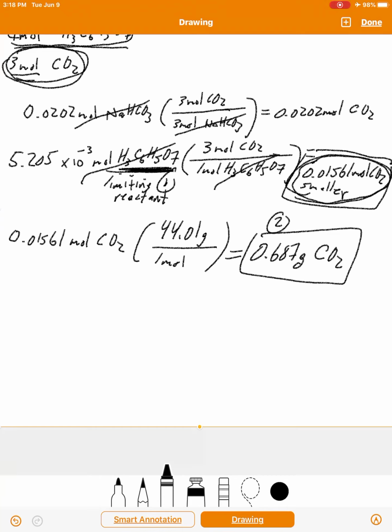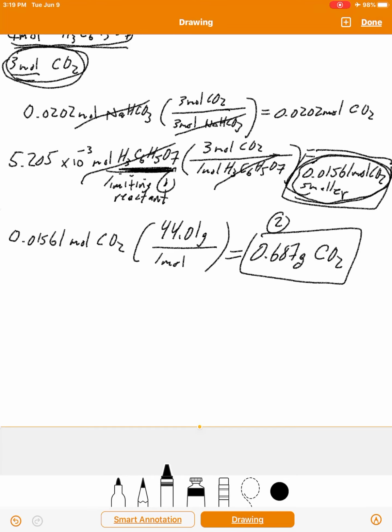Again, here's an analogy. If you're making sandwiches and you have 25 loaves of bread, but you only have 1 slice of cheese, you can't use all of the bread to make the sandwiches. If you need 2 slices of bread for every sandwich and 1 slice of cheese, there's only enough cheese to make 1 sandwich. So it doesn't matter how many slices of bread you have. The limiting reactant would be the cheese. That's what determines how many sandwiches you can make. Same thing happens here. Because the amount of CO2 we could produce was smaller using the citric acid, that's the amount that will be produced.